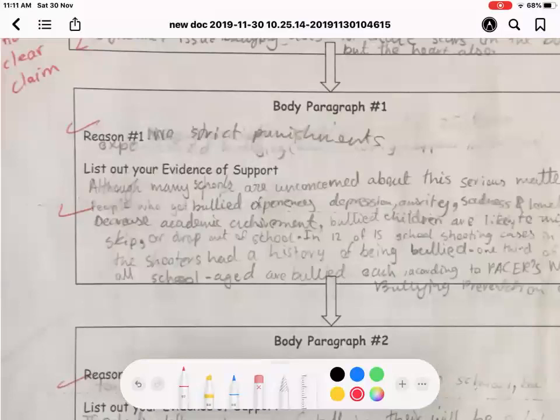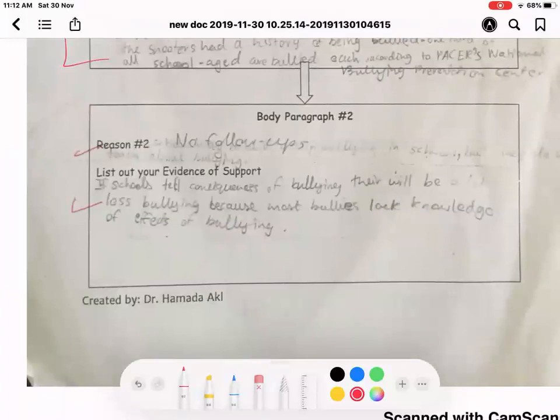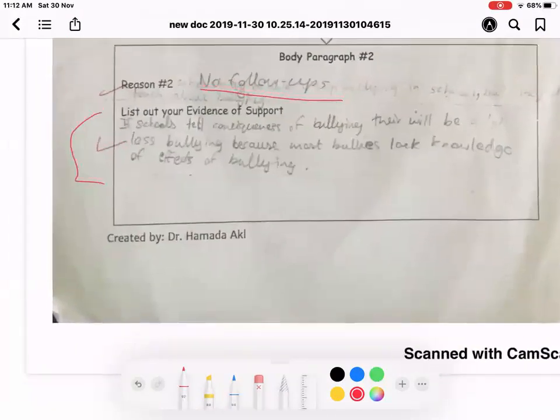For body paragraph 1, he mentioned one of the reasons, which is no strict punishment. When I read the essay, he believes that schools do not do enough to stop bullying. And his first reason was no strict punishment, and that's the evidence, so that's fine. For paragraph 2, for the second reason that supports his opinion, he said no follow-ups. That reason is also interesting, and that's the list of evidence.